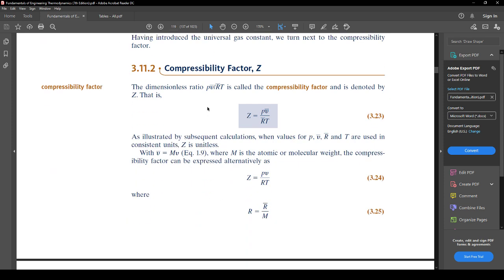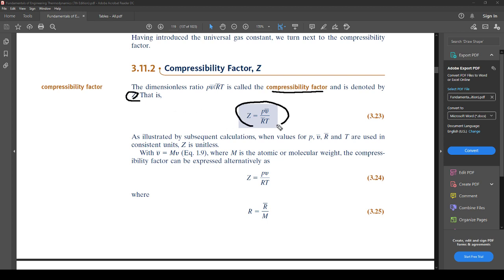Alright, so now we have the compressibility factor Z. This is what this part of the chapter is for. This last part of the chapter is sort of like a closing arguments type thing, a very small part of the chapter. But generally there is a question on this on the exam, and it's really easy, so it's fairly good to pay attention to. It says the dimensionless ratio PV over RT is called the compressibility factor and is denoted by Z. So Z is equal to P times specific volume over RT. Okay? So let's hold on to that.